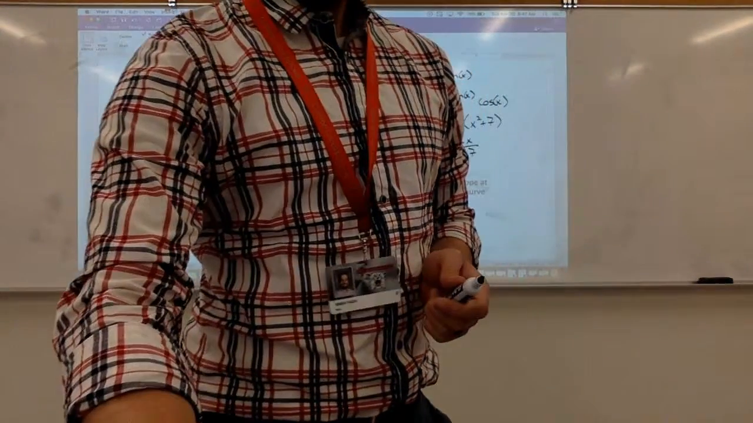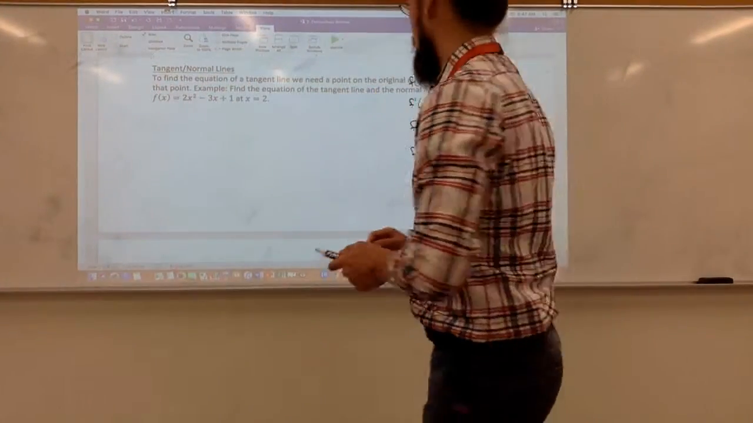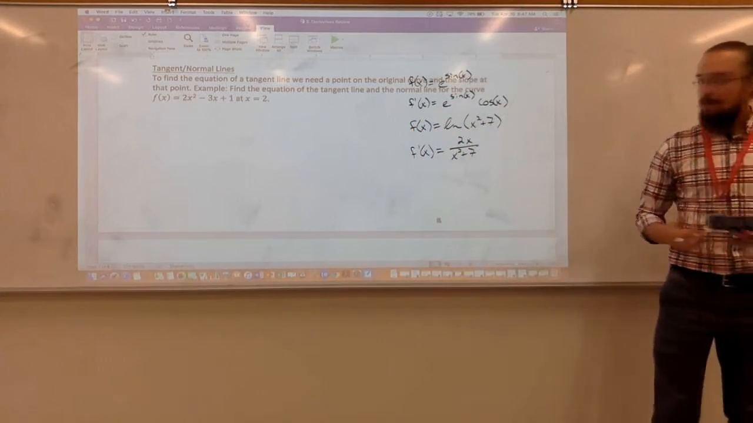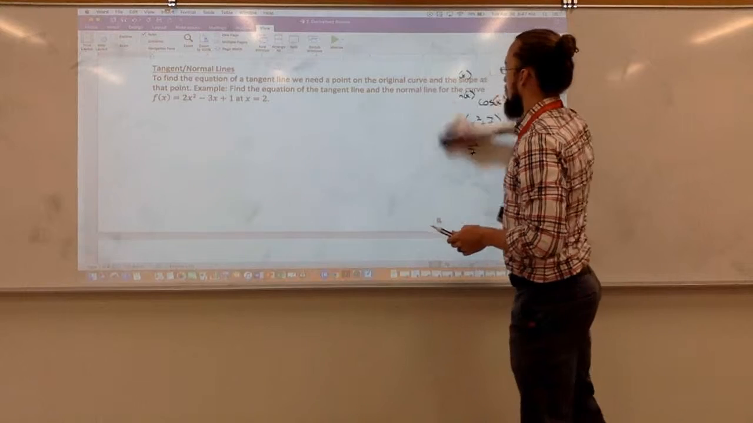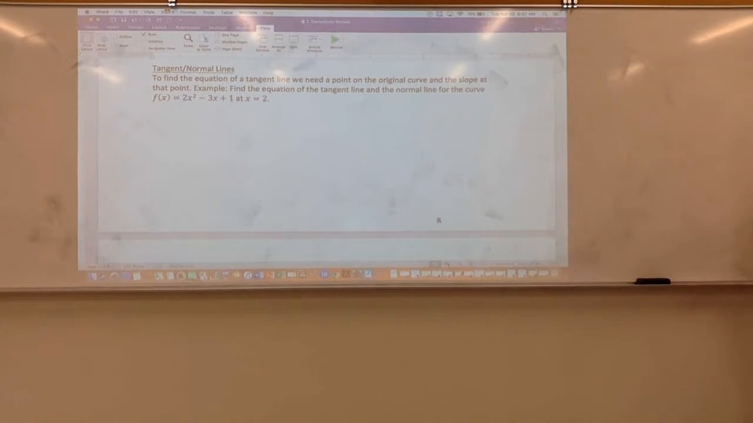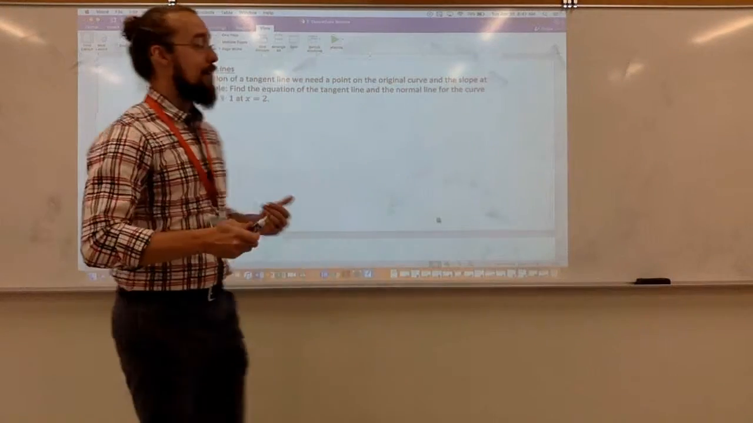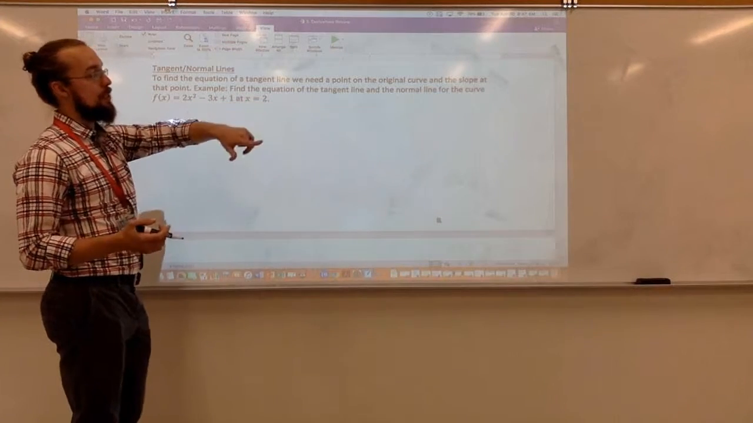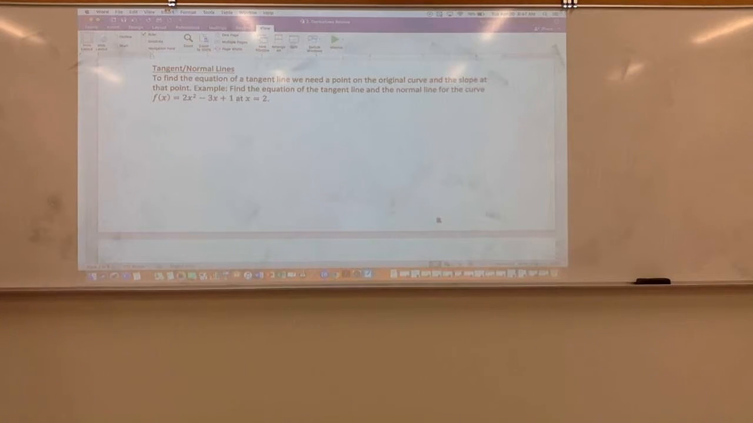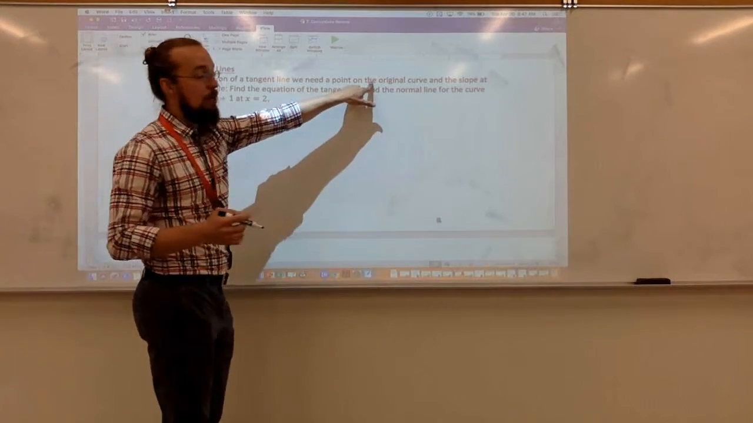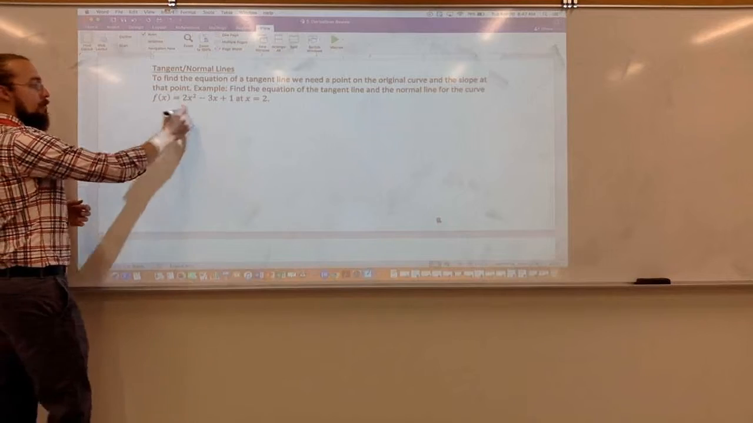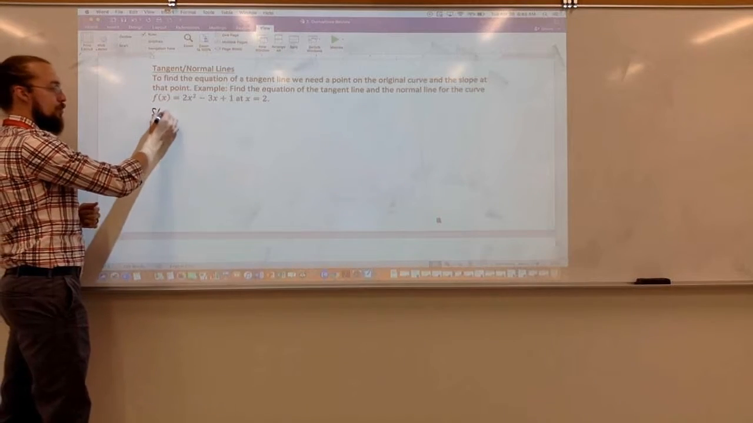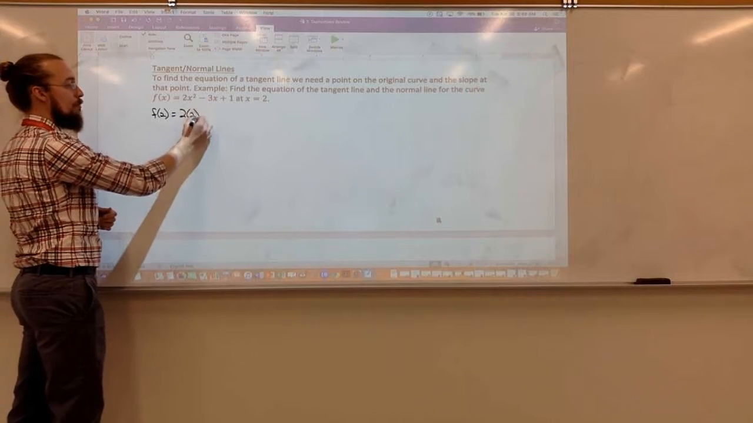All right. Then another topic that I can pretty much guarantee you will show up in some way is a tangent line. Writing the equation of a tangent line. We need two things: the point on the original curve and the slope at that point. As an example, I want to find the equation of the tangent line and the normal line for this curve at x equals 2. So the first thing I need is a point on the original curve. To do that, I'm just going to plug my x value into the original function. That'll get me the whole point.